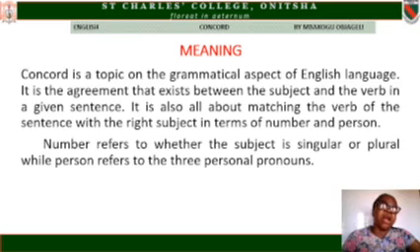Now, when we talk of person, it refers to the three personal pronouns we have in English, which are: you have I as the singular, you have we as the plural for I, you have you as both singular and plural, while you have he, she, it as the singular for the third person, where their plural is they.